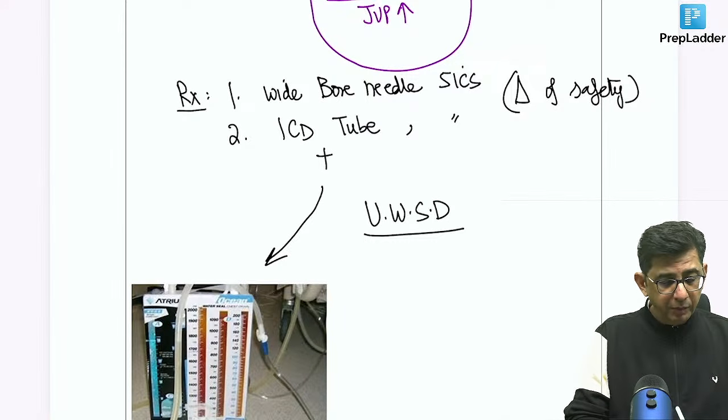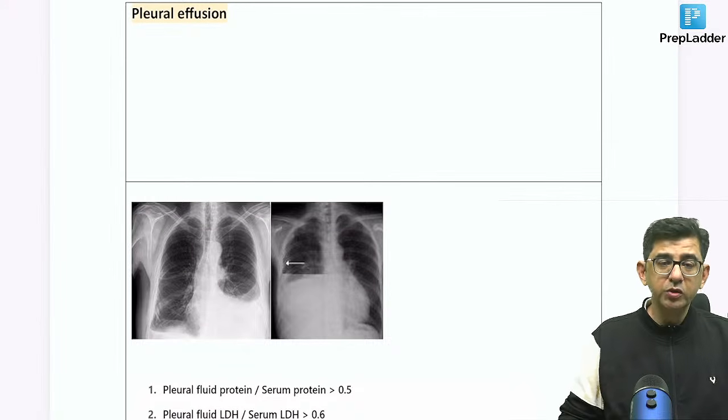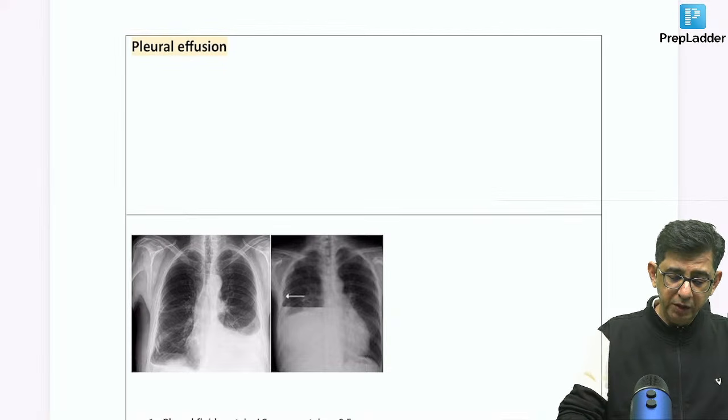Yeah, the needle decompression part would be the one that would be sorted. So I think this is pretty straightforward, guys, as far as working out the data for this one is concerned. Yeah, it is UWSD, the underwater seal drainage that would be used. Okay. For pleural effusion, the main thing to be remembered is two things.